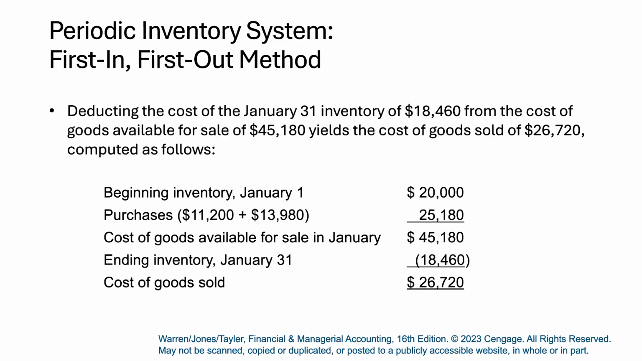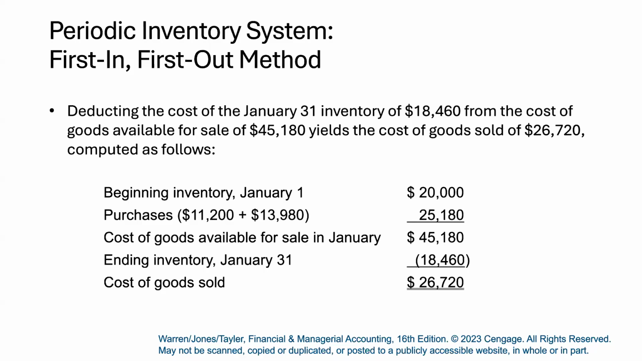What's hard about these problems then is you have to pay attention when you're looking at the problem. Does it say periodic, where I'm doing everything at the end of the month like this? Or does it say perpetual, where I have to keep track of it and redo it with each sale? That's the hardest part, is recognizing which one we are doing.